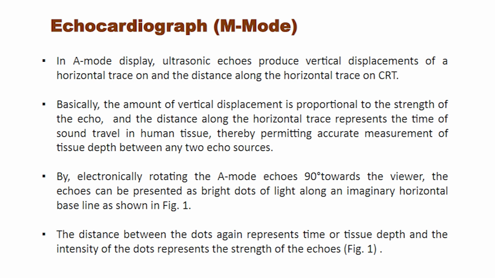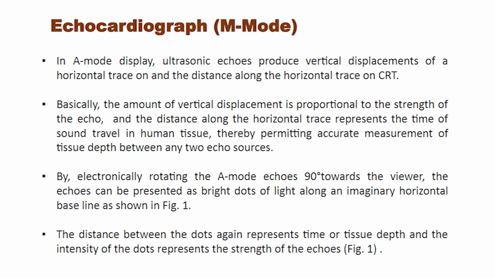In A mode display, ultrasonic echoes produce vertical displacement of a horizontal trace on the CRT, and the distance along the horizontal trace. Basically, the amount of vertical displacement is proportional to the strength of the echo, and the distance along the horizontal trace represents the time of sound travel in human tissue, thereby permitting accurate measurement of tissue depth between any two echo sources.